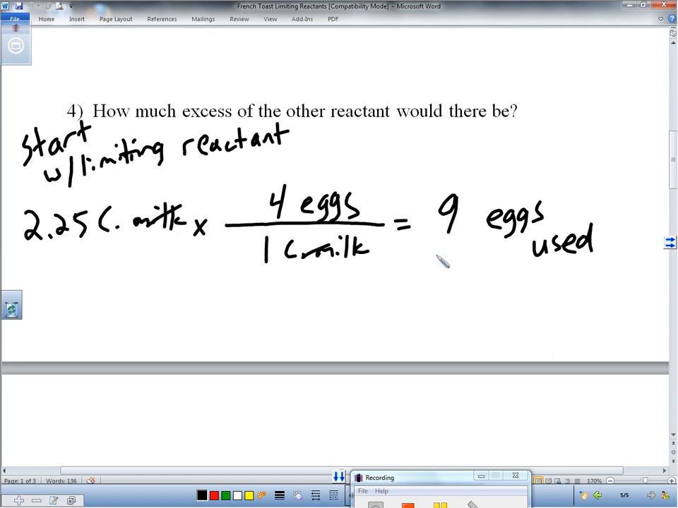How would I figure out how much is left? What would I subtract that from? 10, my original amount. 10 minus 9. And I'd end up with 1 egg extra, or in excess.